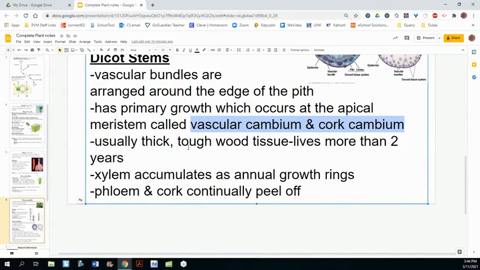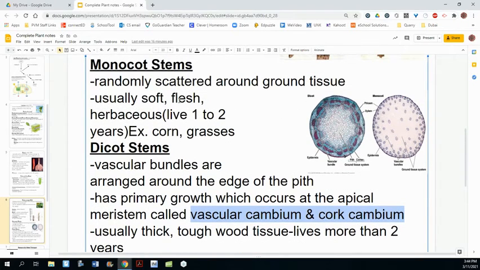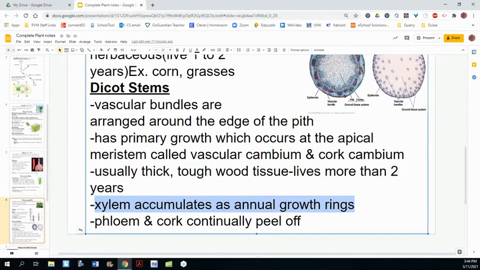So usually this is thick, tough, woody tissue, and it lives more than 2 years. A lot of the monocots are annuals or perennials. Xylem accumulates as annual growth rings, so you can measure the growth of a dicot by counting the rings that develop or accumulate in that plant. And then phloem and cork continually will peel off as it grows.